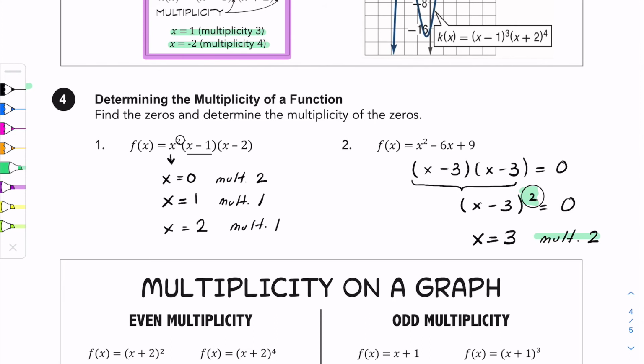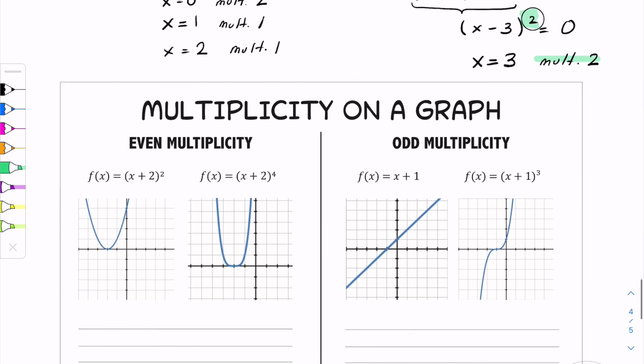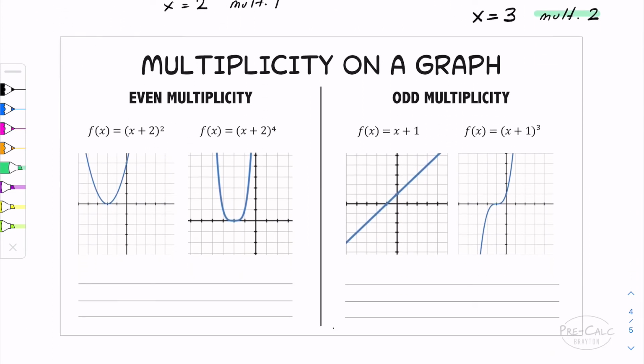And multiplicity on the graph. This is more important next class, but real quick. Even multiplicity indicates that the graph touches or turns at the x-axis or at the associated 0. If we look at this graph, there's a 0 right here. The graph comes down, touches that point, heads back up. This graph, we have a 0, comes down, touches it, heads back in the same direction.